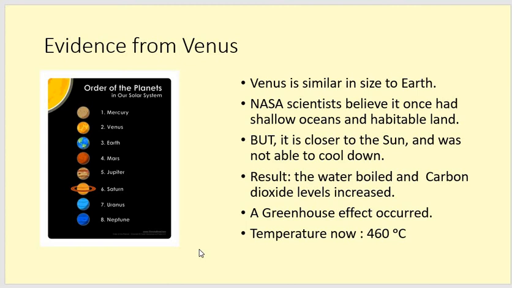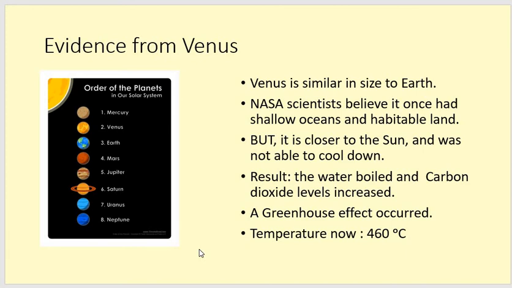But, there's quite a big but, so some capital letters to show it's a big BUT, because it is closer to the Sun, it was not able to cool down in the same way that the Earth was able to cool down over time. Because it couldn't cool down, the water that was there boiled, became a vapour, became part of the atmosphere, and the carbon dioxide levels increased. This was a greenhouse effect, same as the one that we're worried about happening on our planet with global warming. The result of the greenhouse effect on Venus is that the temperature there is 460 degrees centigrade.